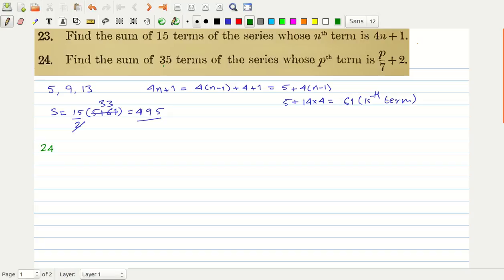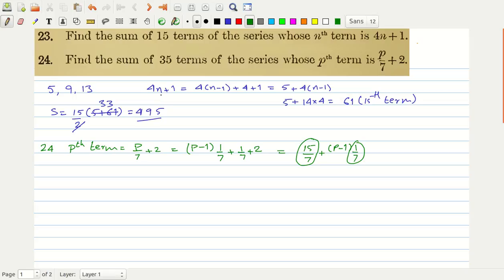Problem number 24 is, again, we have to find the sum of 35 terms of the series whose pth term is p divided by 7 plus 2. So if pth term is p by 7 plus 2, we can write this as p minus 1 times 1 by 7 plus 1 by 7 plus 2. So this becomes 15 by 7 plus p minus 1 times 1 by 7. So we know that a is 15 by 7 and common difference is 1 by 7.